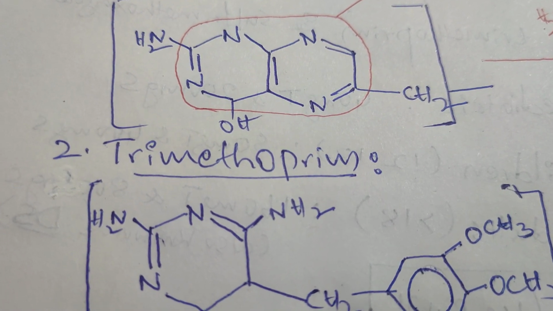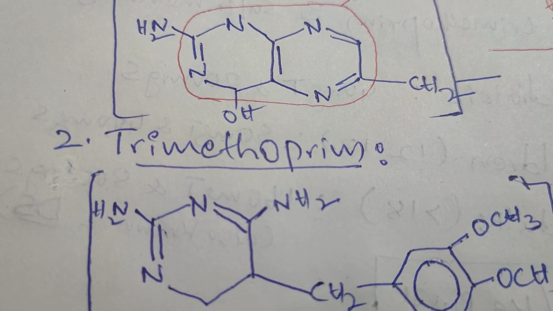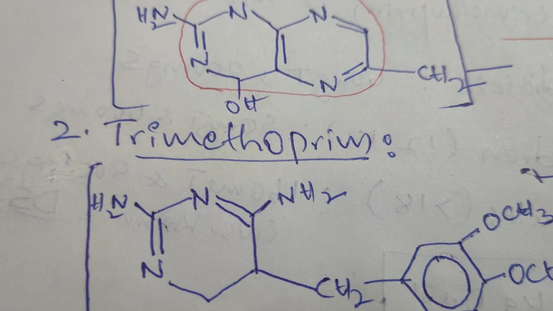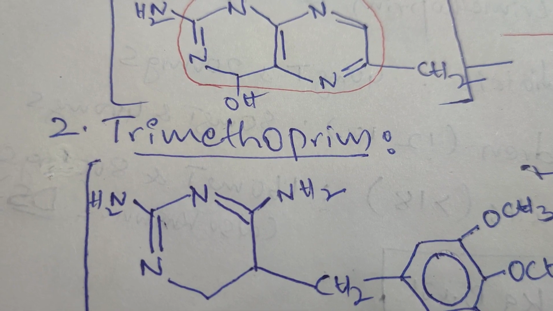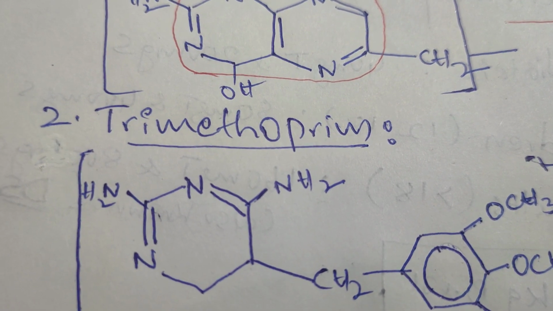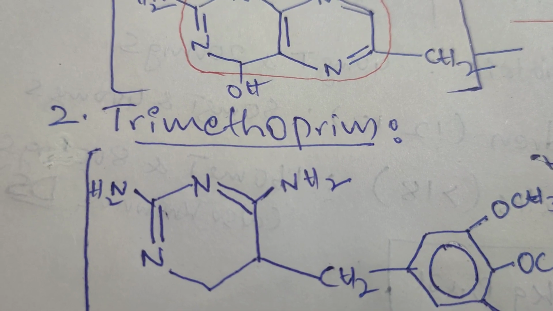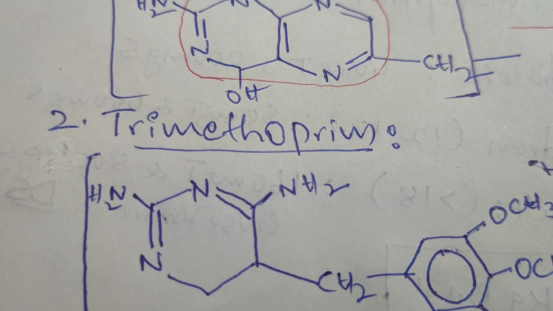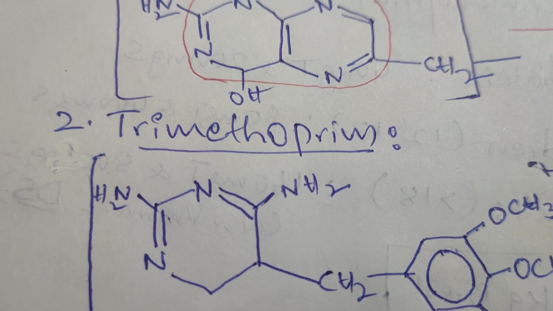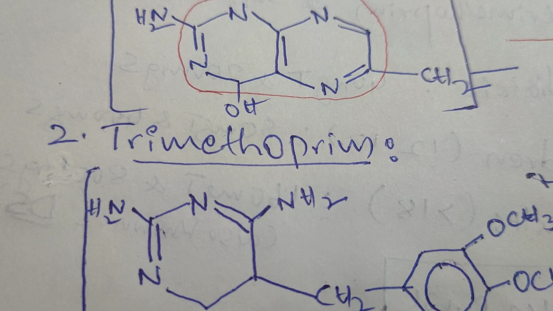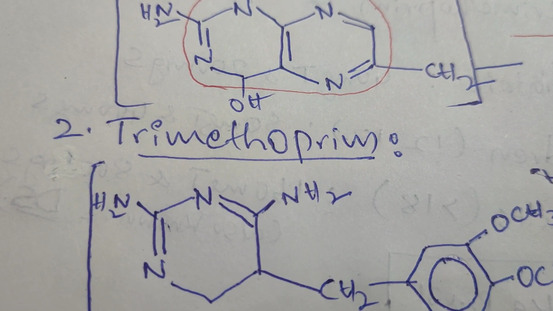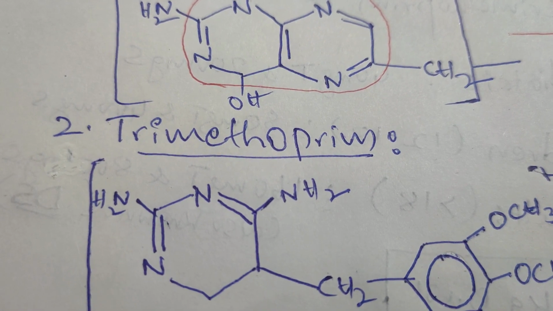Because of this, trimethoprim intervenes with the function of the DHFR enzyme. What is the DHFR enzyme? Yesterday I told you DHFR is responsible for conversion of the inactive form of folic acid into the active form. Dihydrofolic acid is converted into tetrahydrofolic acid in the presence of the DHFR enzyme. This DHFR enzyme function is inhibited by trimethoprim.